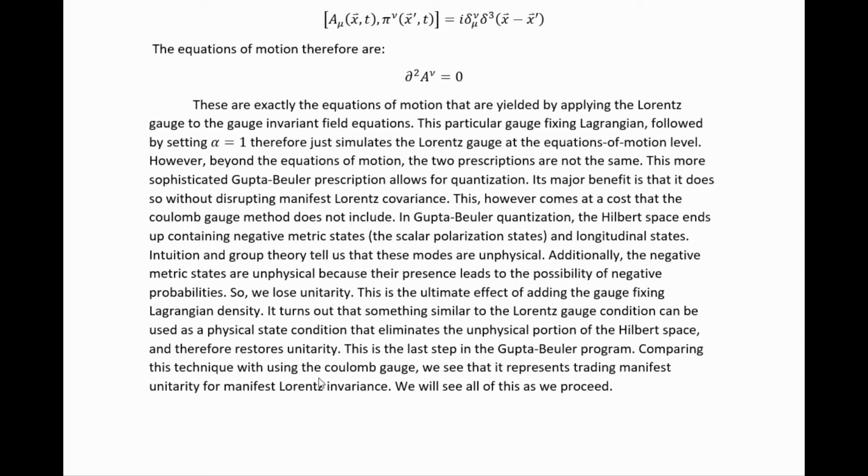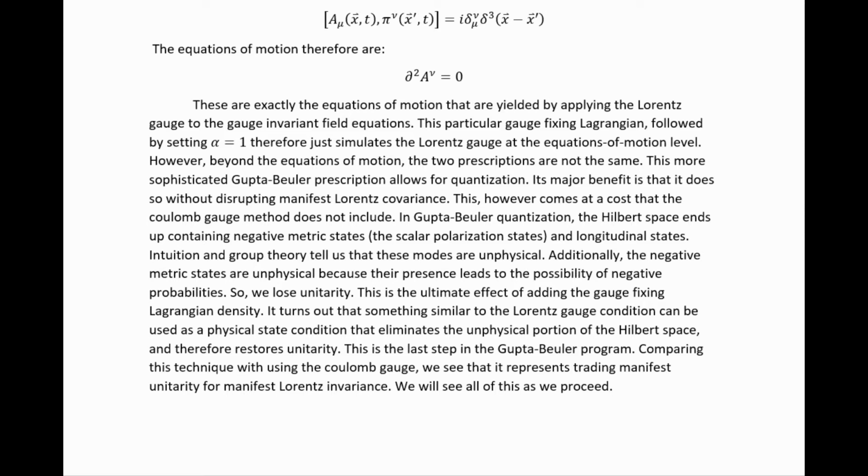Comparing this technique with using the Coulomb gauge, we see that it represents trading manifest unitarity for manifest Lorentz invariance. We will see this as we proceed. Just as a bit of a foreshadow, we'll show mathematically that setting the expectation value of the divergence of the 4-vector potential equal to 0, but not just the straight-up divergence equal to 0, is exactly what's needed to eliminate the unphysical states.